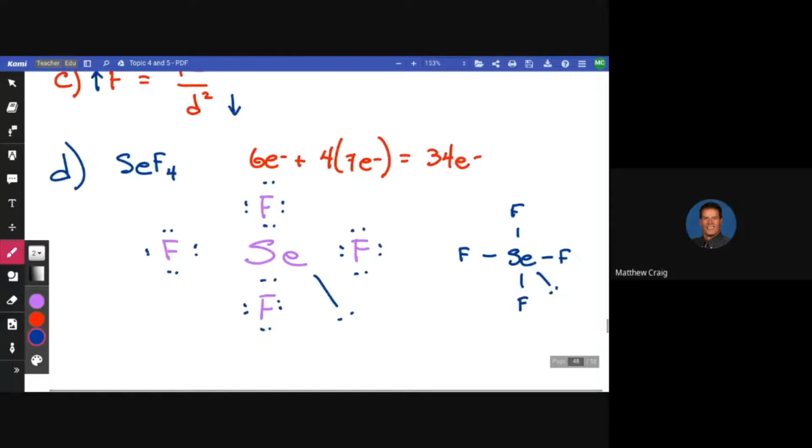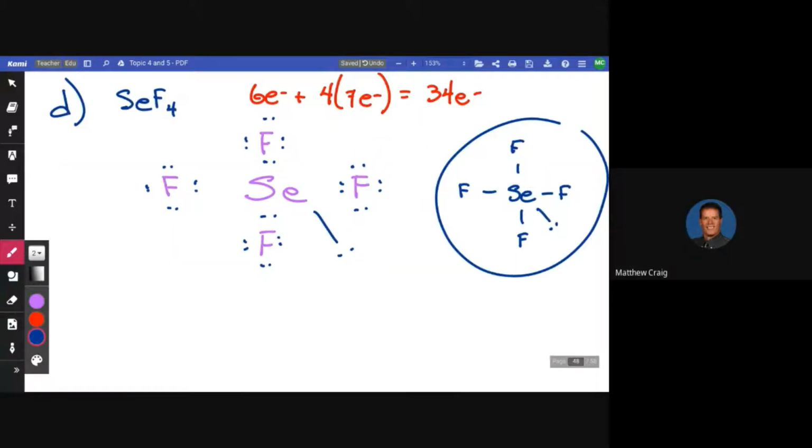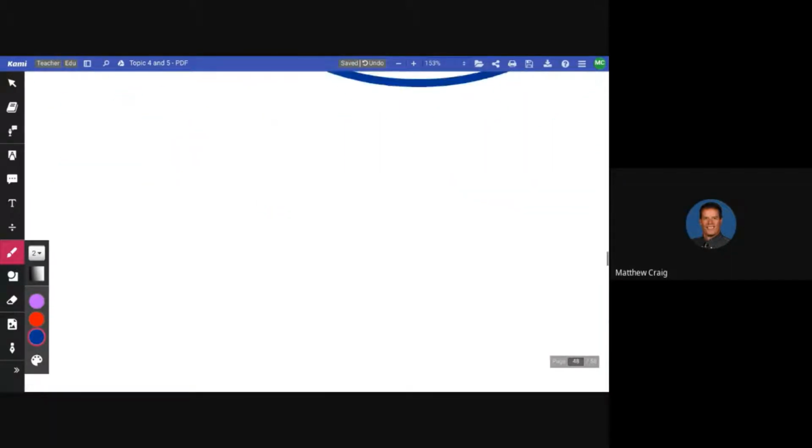And more accurately, what is the shape of SeF4? Seesaw. So it's a seesaw within a trigonal bipyramidal. So this is the more accurate way to draw a molecular structure. That one would be accepted.